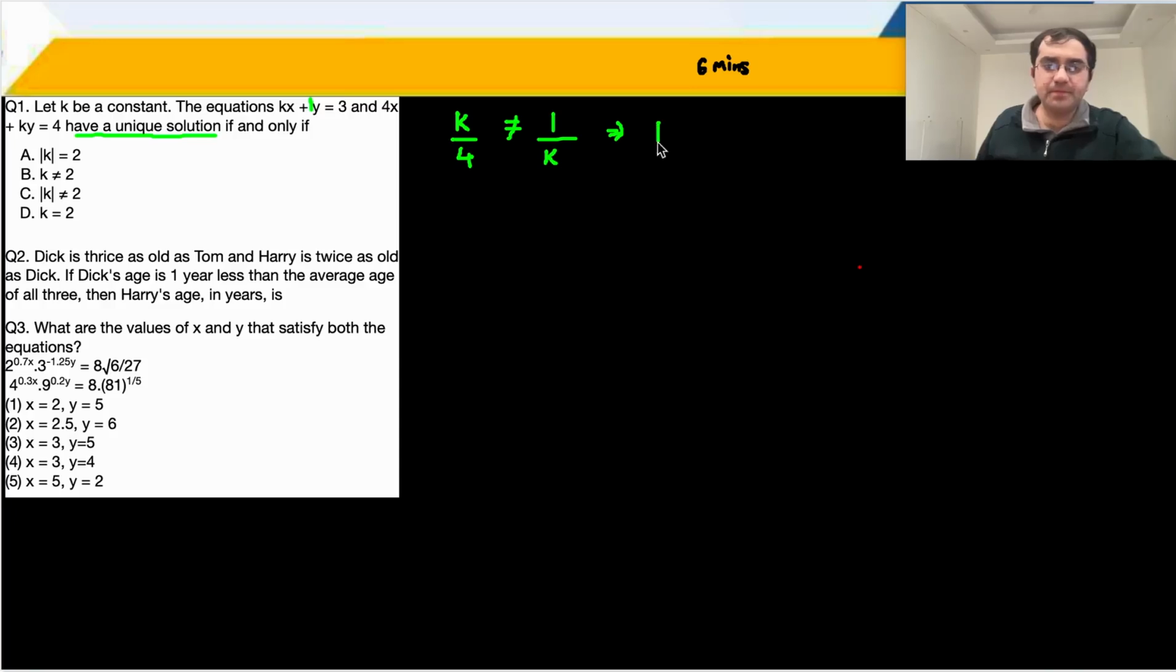This implies k square should not be equal to 4. That's it. K square should not be equal to 4. Then you search. That kind of representation is not provided, so you check the options and you mark option C. K square is not equal to 4, so k should not be equal to 2 or minus 2. Done. That's the first question.